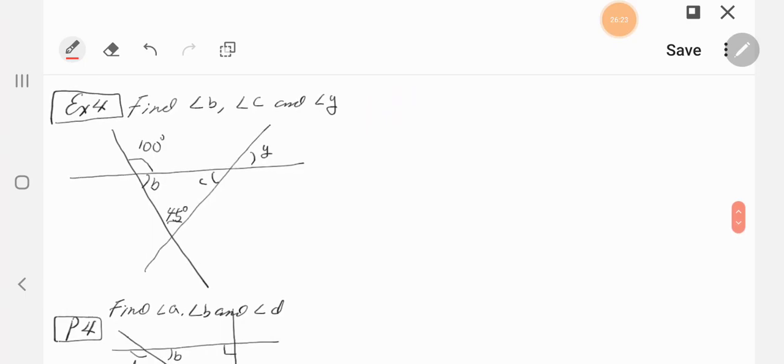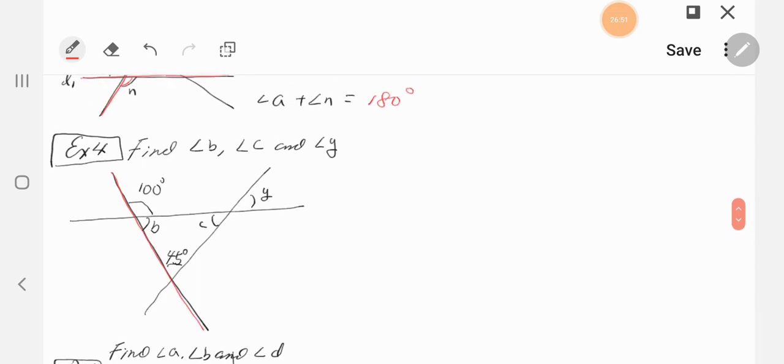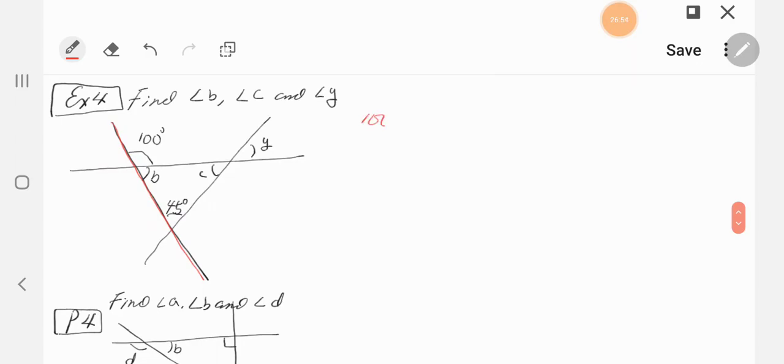Okay, so let's find out angles B, C, and Y, the measure of three angles. So there are three lines intersecting. So we have a triangle in the middle. So we know that the sum of three angles is 180, right? And also we know that from this straight line, the sum of the angle 100 and angle B makes 180, right? So from this one, we can find the measure of angle B. So let's find B in this case. So minus 100 each side.